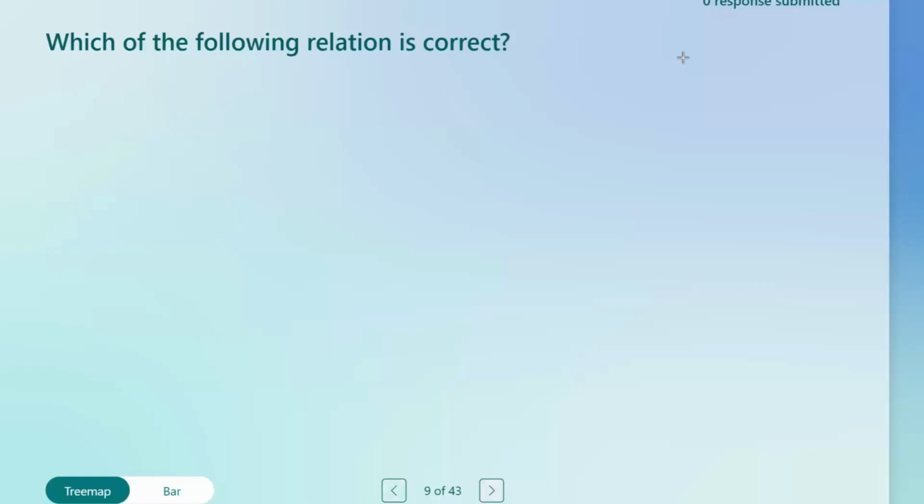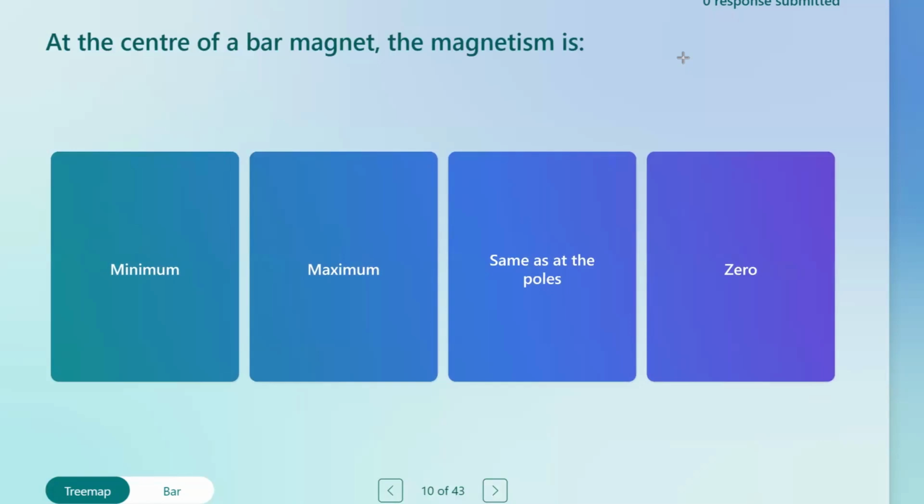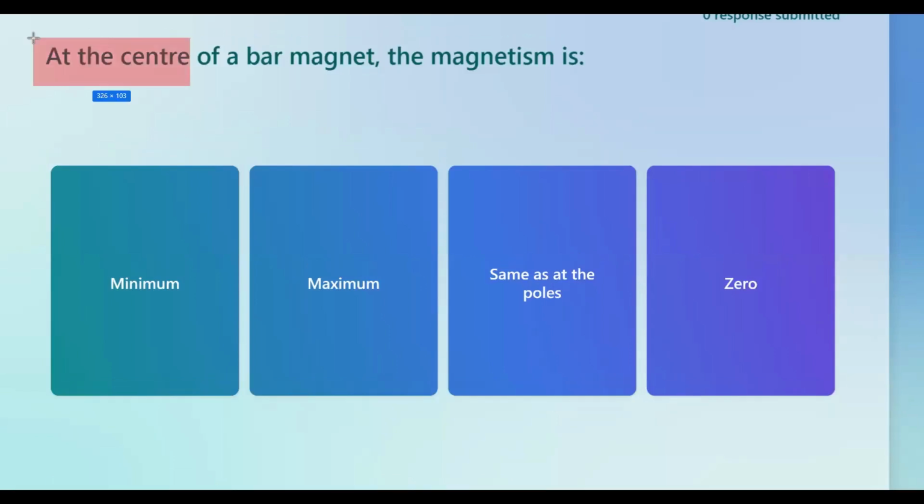The next question that I've taken here is this. At the center of the question here is at the center of the bar magnet, right? It's not a solenoid. There are different answers for a solenoid. It says, at the center of a bar magnet, the magnetism is what?